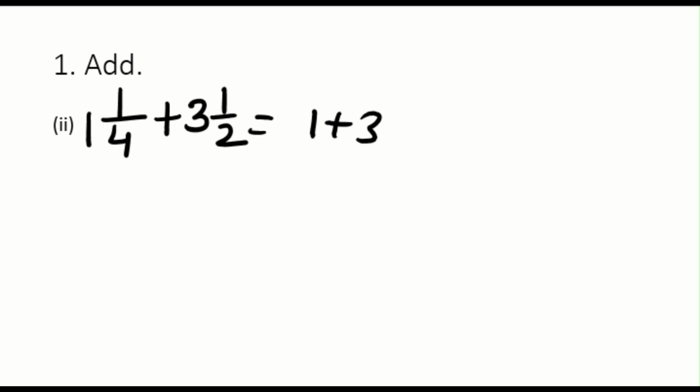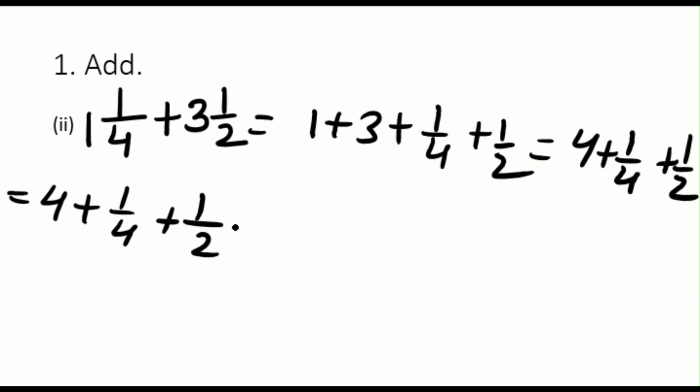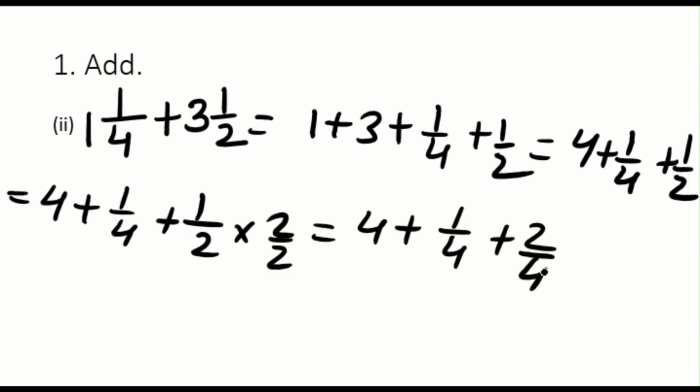Next is 1 upon 4 plus 3 1 upon 2. We can again apply the first method only, 1 plus 3 plus 1 upon 4 plus 1 upon 2, which is equal to 4 plus 1 upon 4 plus 1 upon 2. Now here the fractions are unlike fractions. We have to make them like fractions. To do that, I am going to multiply 1 upon 2 by 2 upon 2. Then we'll get 4 plus 1 upon 4 plus 2 upon 4, which is then equal to 4 3 upon 4. We can't simplify it further, so our answer stays the same.